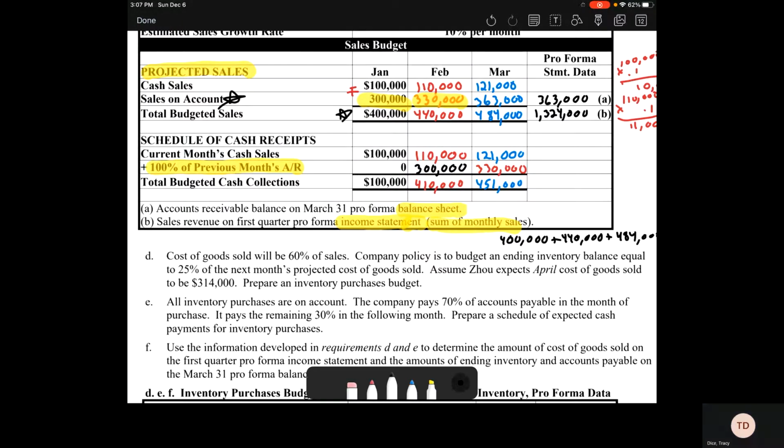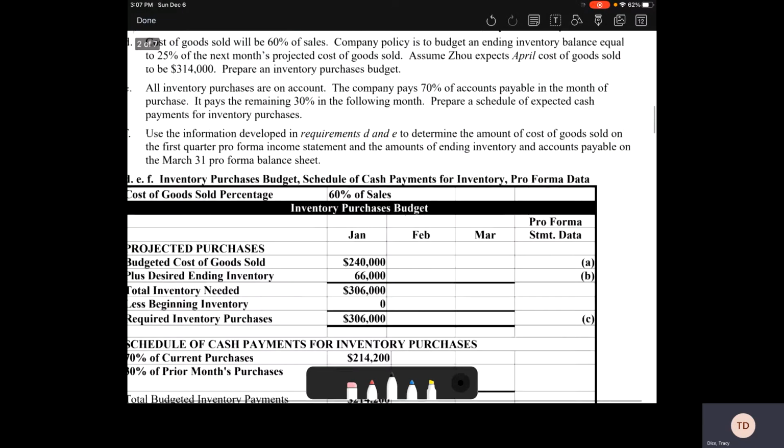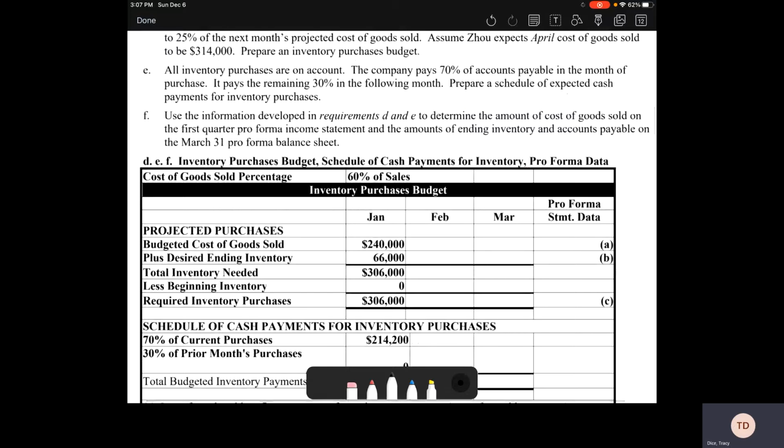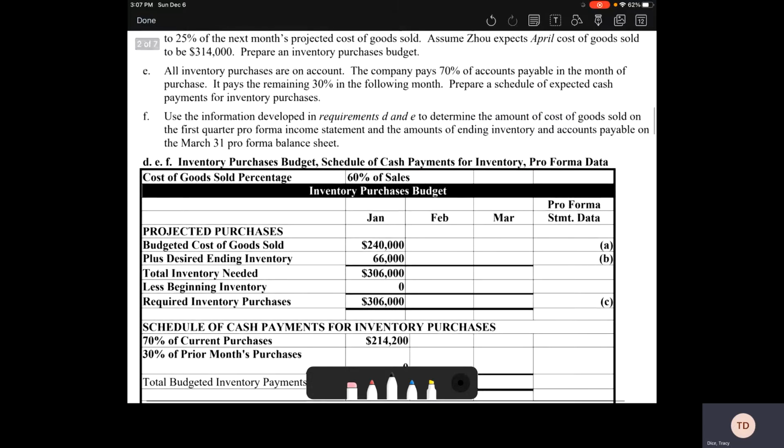So this is the row that we need to fill out this first part down here. So when we look at that 240, we're actually taking that 400,000 times 0.6. That's how they get the 240.